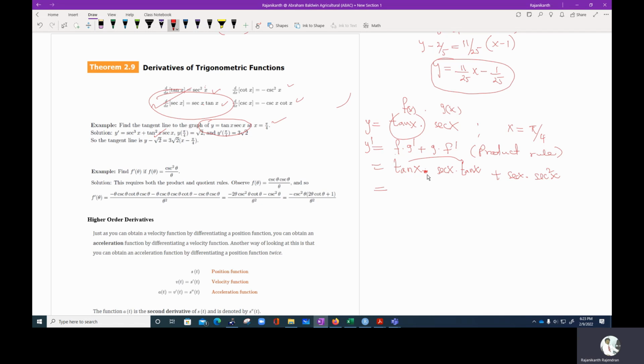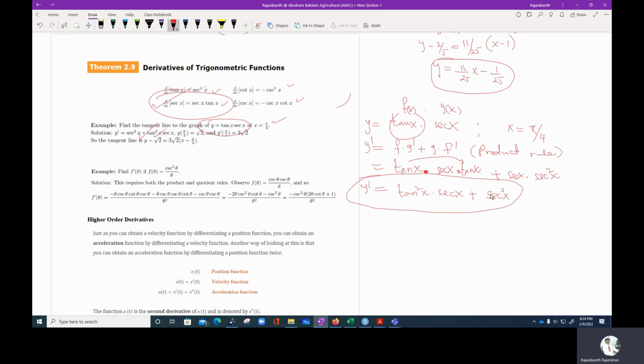So now if you simplify, you will get what? You multiply these two. Tangent x times tangent x is tangent squared x, then times secant x, then plus secant x times secant squared x, which is going to be secant cubed x, right? That's why, if you look at the answer, you have this expression here.